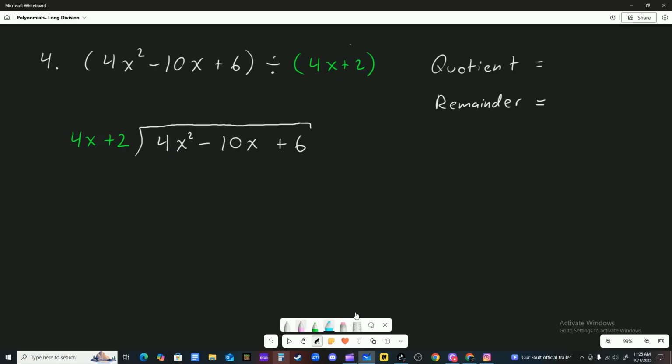We're going to multiply by x. Yes, because 4x plus 2 times x gives me 4x squared plus 2x. Cool, we got 4x, we matched it, we're good. So here we get 4x squared plus 2x, and we're going to subtract the whole thing.